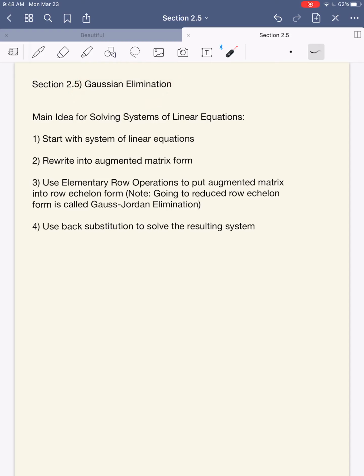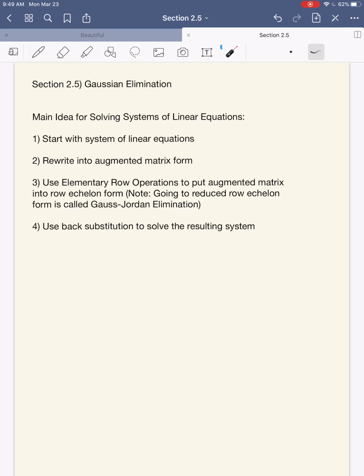Then the idea is that once you are in that row echelon form or that reduced row echelon form, you should be able to use back substitution to solve the resulting system. And all we mean by back substitution is to take the last leading one row and use that to solve for one of the variables. Then, since we have one of the variables, we can put that back into the next equation and solve for the next one, and so on and so forth. And we'll see some examples of that.